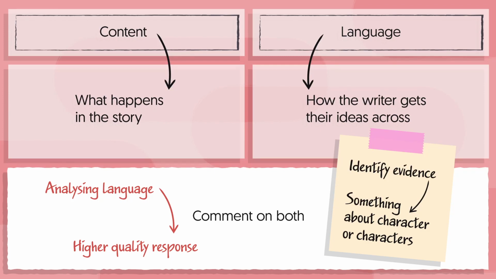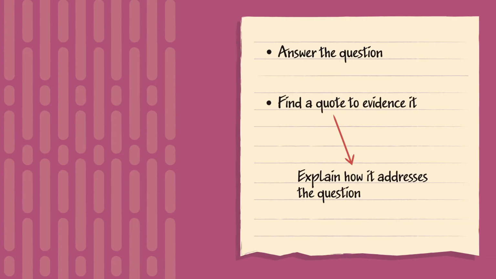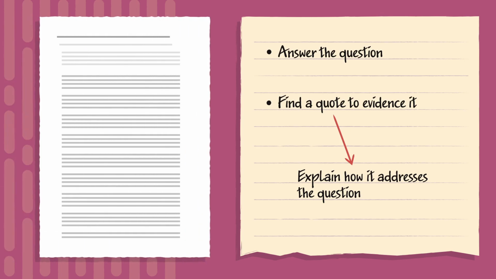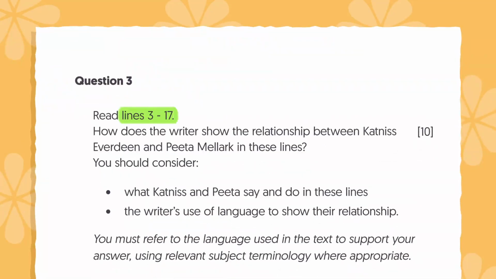The steps are exactly the same. Answer the question, find a quote to evidence it, and explain how the quote addresses the question. In your exam, you should follow the same steps as for the previous two questions, boxing off the lines, decoding the question, and highlighting evidence. So, using one of our example questions, you'd start by boxing off lines 3 to 17 in the text.